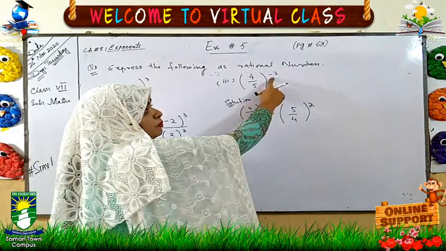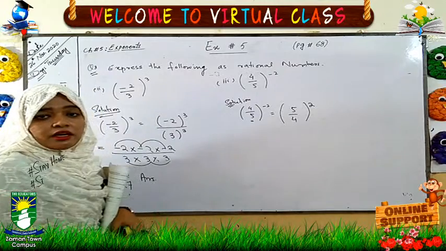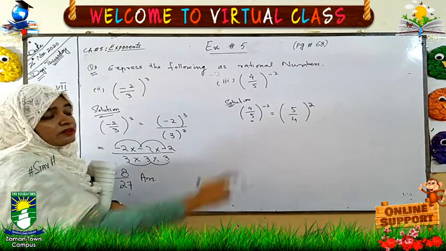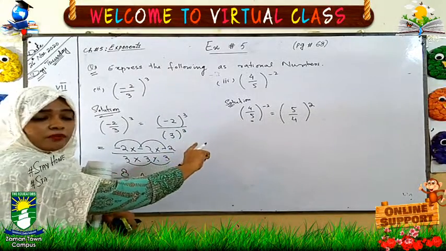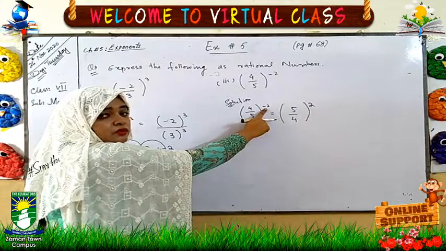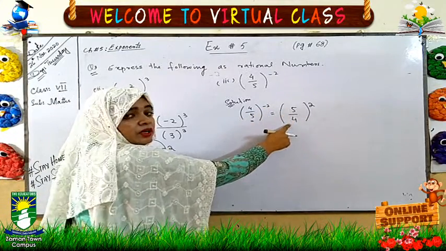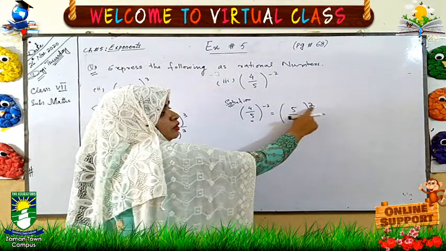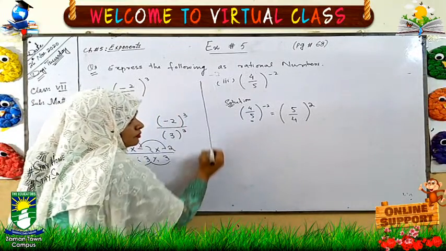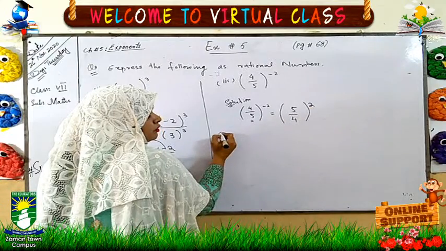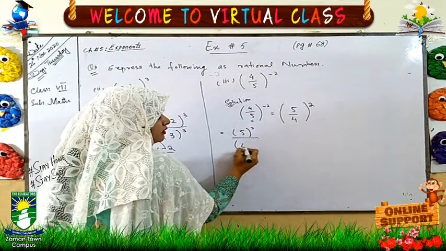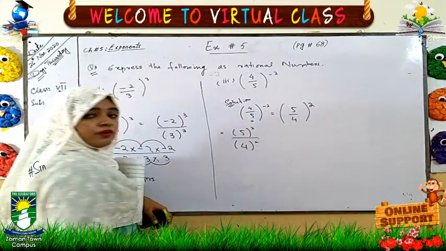If you have a power with a negative sign, you will write your number as a reciprocal, and then change the sign of the power from negative to positive. I have 4 upon 5 raised to power minus 2. I will change it into 5 upon 4, and then I will write my minus 2 as a plus 2. Now this power 2, or this square, will be applied on 5 as well as on 4.